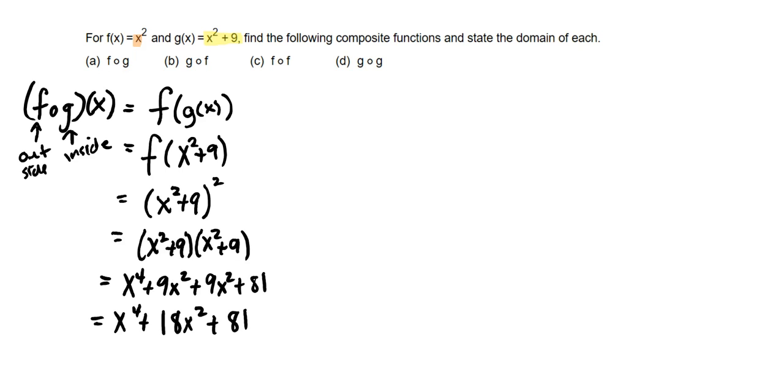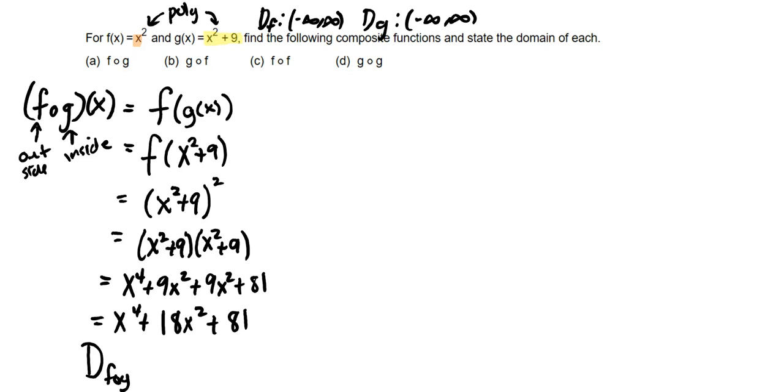And then for the domain, because our two original functions are polynomial functions, their domains are all real numbers. So the domain of f is negative infinity to infinity. The domain of g is negative infinity to infinity, all real numbers. And when we did the composition, that also created a polynomial function. So the domain of f composed with g is negative infinity to infinity, all real numbers.